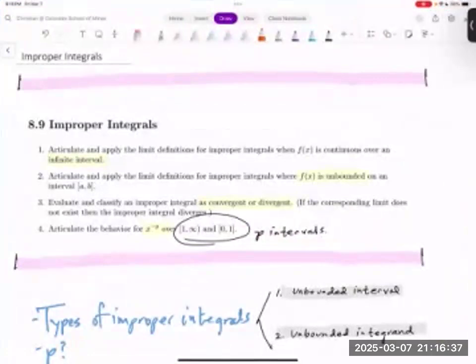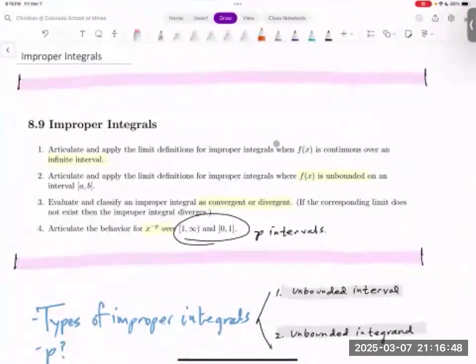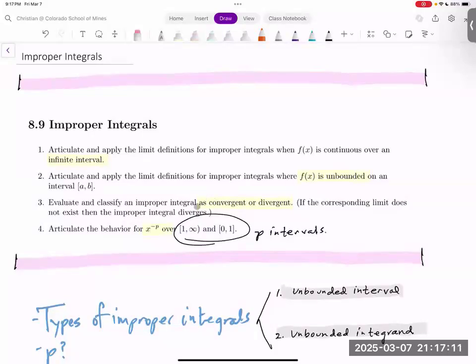Good evening, everybody. It's Friday night, and we're going to talk about improper integrals at section 8.9, several things. So we're going to talk about how to apply a limit definition to improper integrals in two cases. One, when the interval we're integrating over is infinite or unbounded, and two, when the function itself is infinite or unbounded. We're going to use language about convergent, divergent, whether or not an improper integral converges or diverges, and then specifically tie this into integrals or the behavior of x to the negative p.